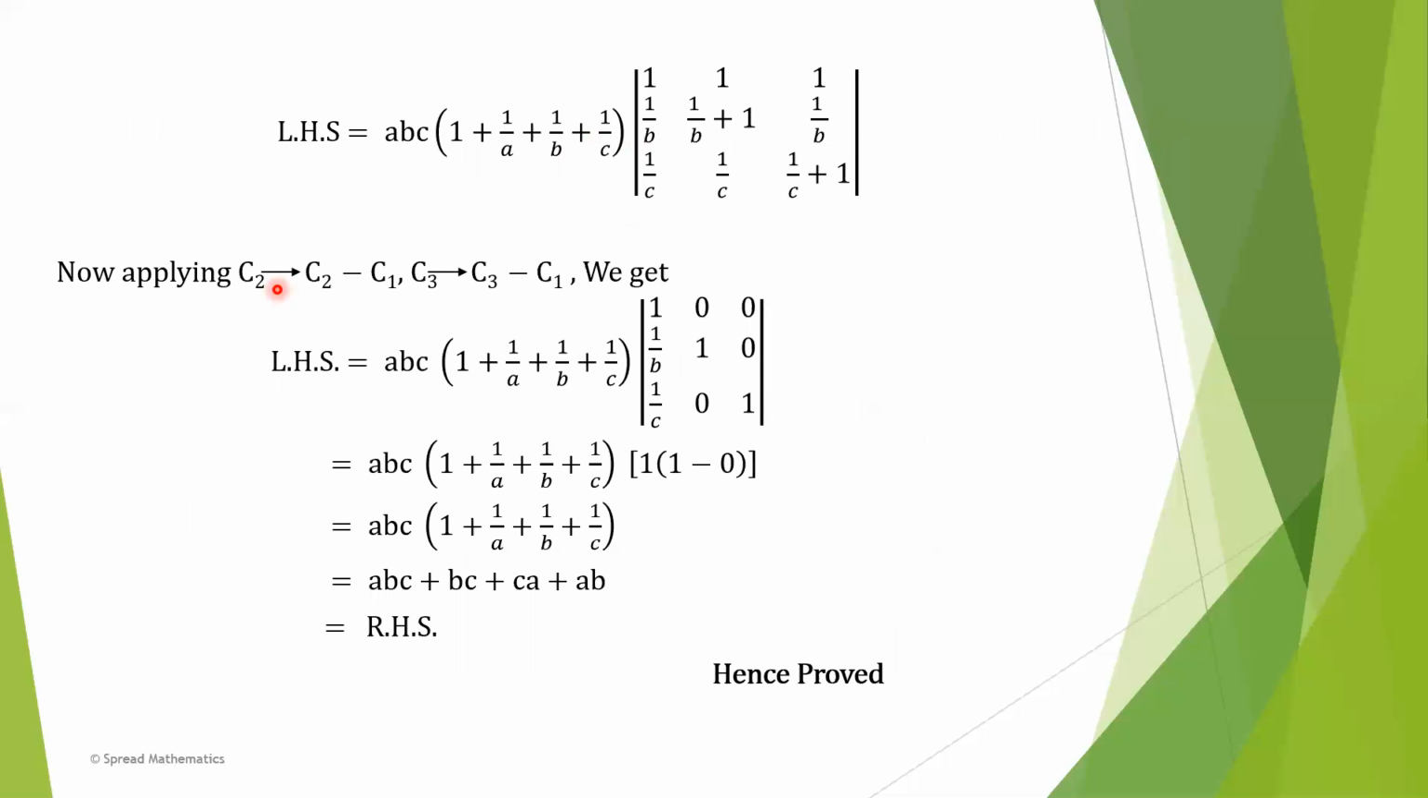Now we are applying C2 replaced by C2 minus C1, C3 replaced by C3 minus C1, we get this. Now you can see in first row, two elements are 0. So we are expanding this determinant along R1. Now we get this. And here you can take LCM, then you can get this. So hence proved our this example also.